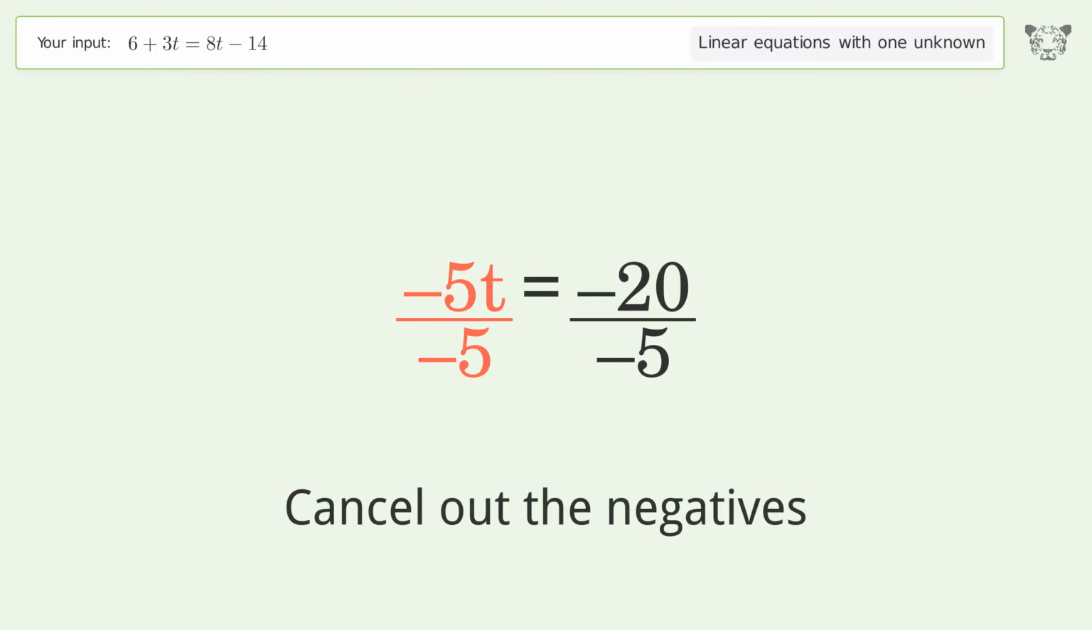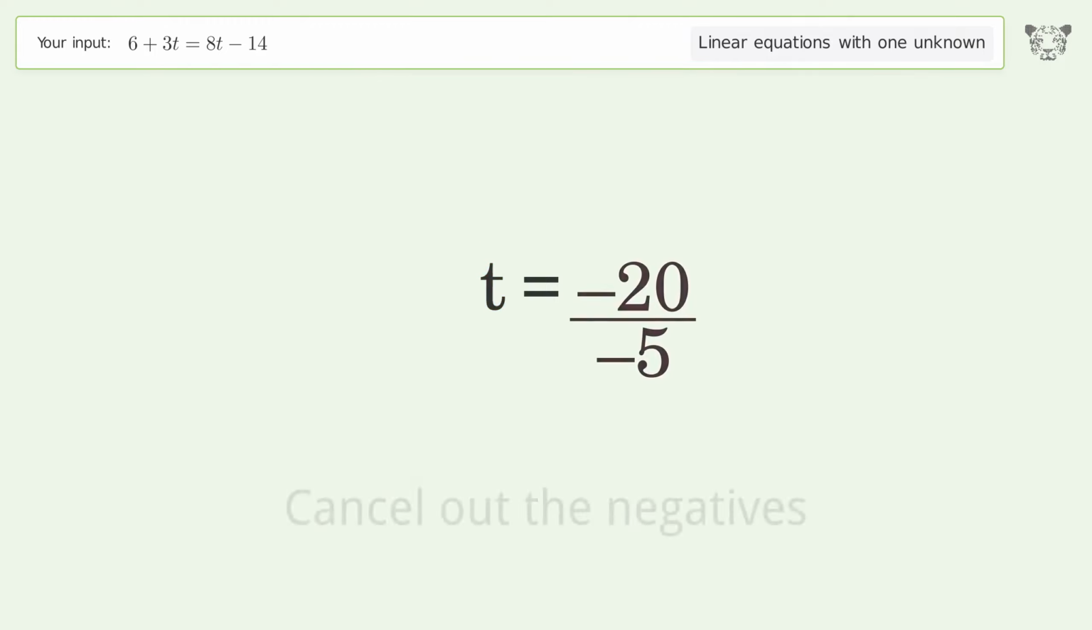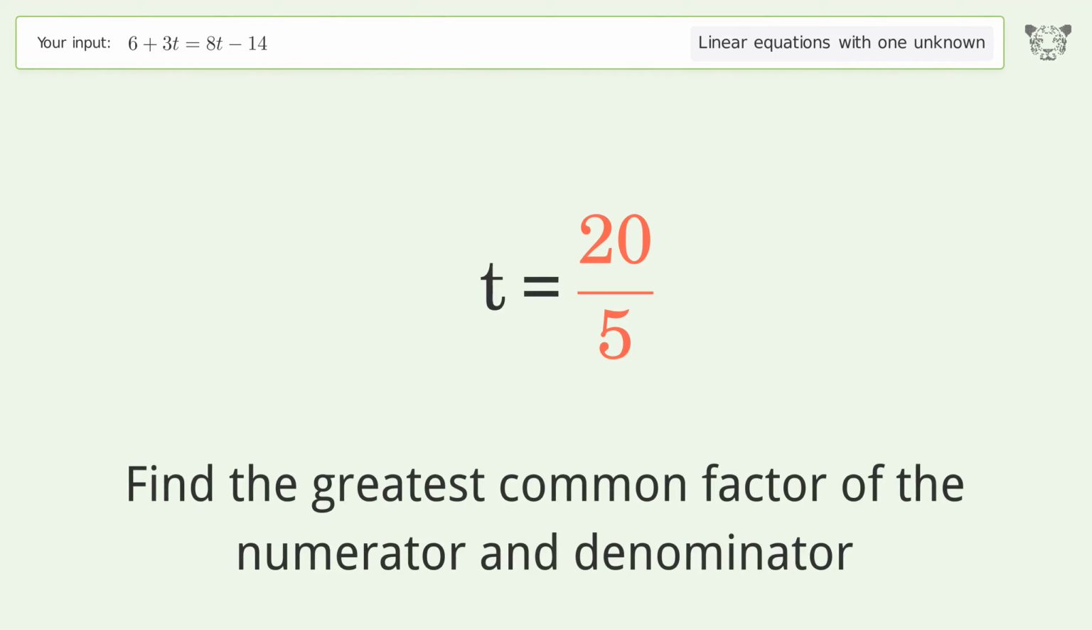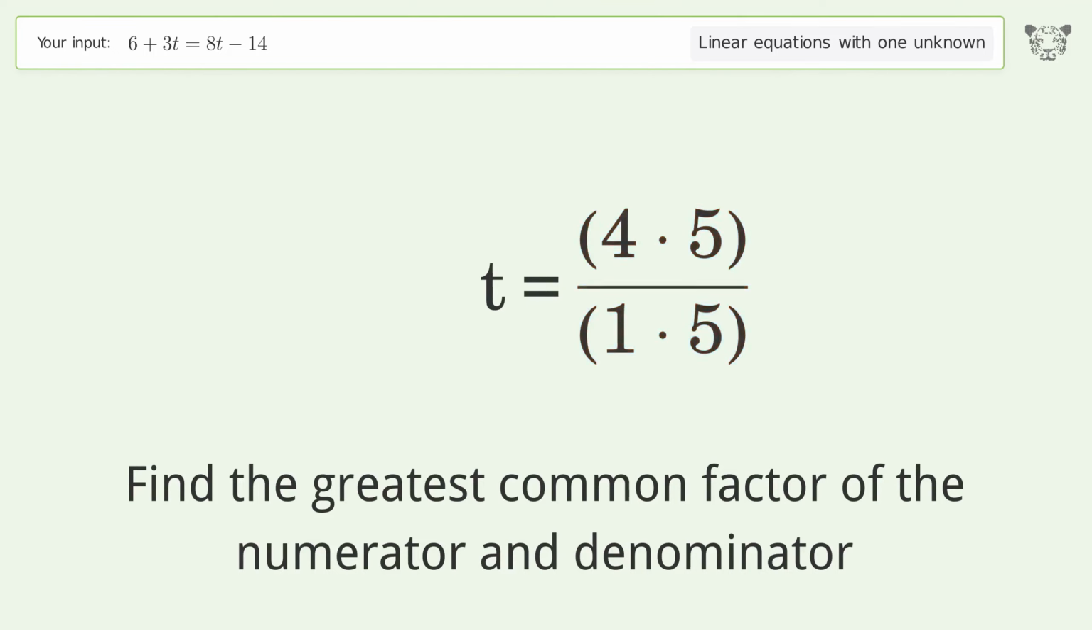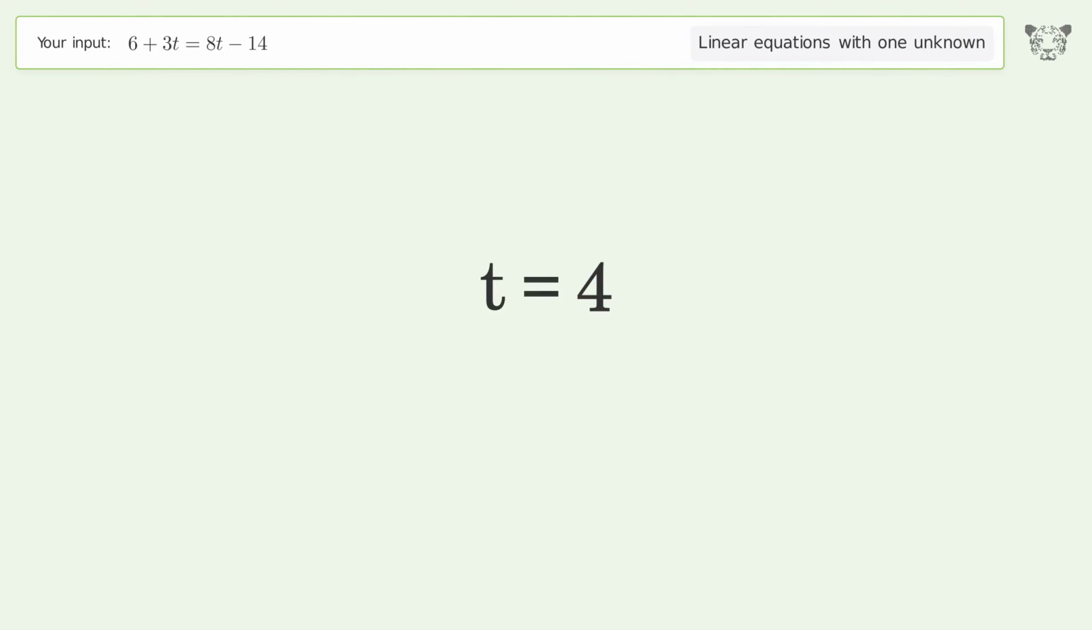Cancel out the negatives. Simplify the fraction. Cancel out the negatives. Find the greatest common factor of the numerator and denominator. Factor out and cancel the greatest common factor. And so the final result is t equals 4.